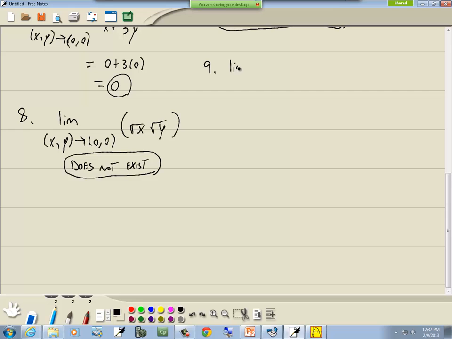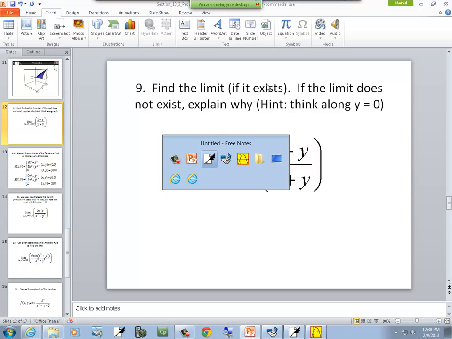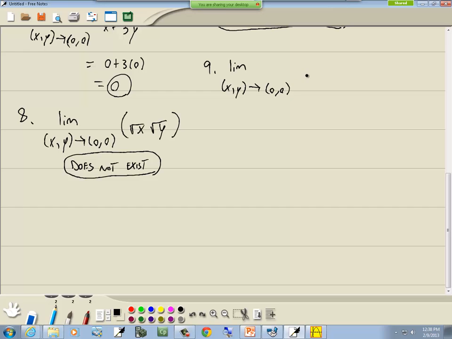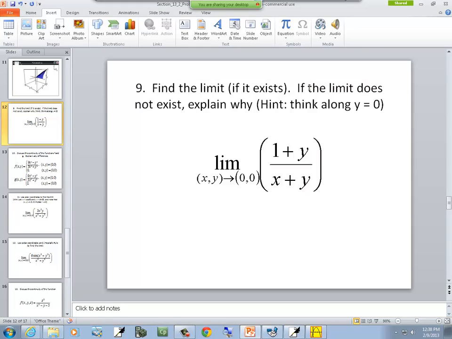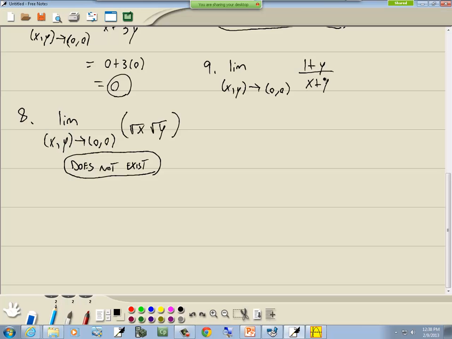The limit as (x, y) goes to (0, 0) of 1 plus y over x plus y. Okay. Now, if I look at just the x and y axis here, here's (0, 0), of course. It has to be approaching the same value from all different angles. So you've got an infinite number of angles you've got to worry about.